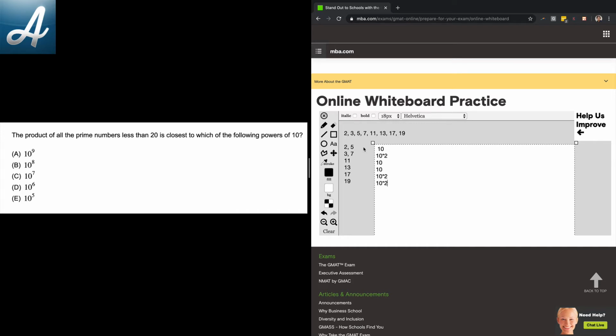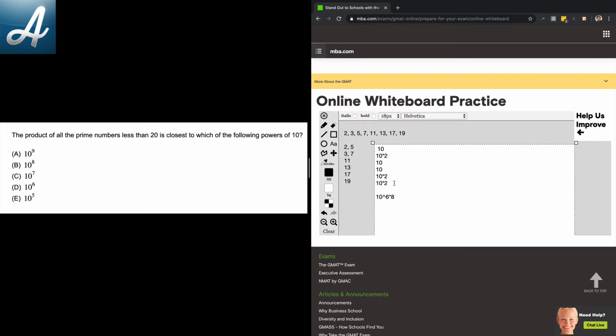Now we're just going to count things up. So we've got 1, 2, 3, 4, 5, 6. We've got 10 to the 6th times 8. And now we need to figure out, well, which power is that closest to? And I think that's pretty clearly closest to 10 to the 7th, C.